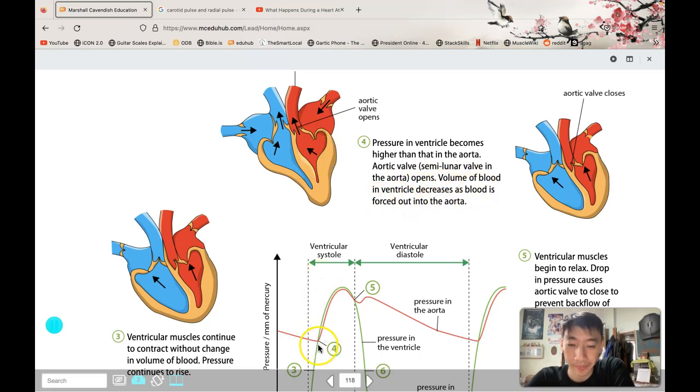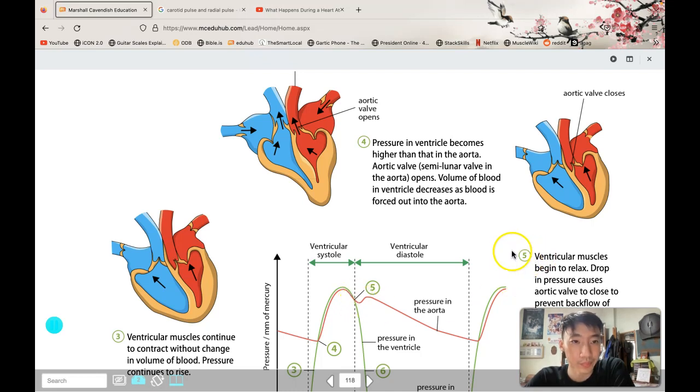So you see here that this is the point where the red line intersects with the green line, right? And this is the point where the valve, the aortic valve, will open up. The blood will flow into the aorta, which is why the line in the red also increases up. So this is actually the blood going into the aorta. And then once the aorta is full, it reaches the peak, and then starts to go down.